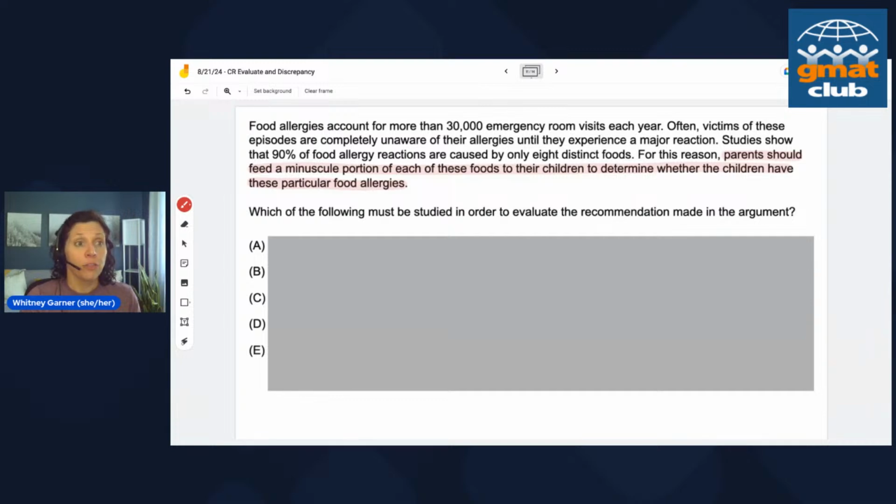My author seems to think that parents should start feeding tiny little bite-sized pieces of, I don't know, peanuts and strawberries, I guess, the things that people are allergic to. Why? Well, because we end up with 30,000 emergency room visits each year, and the victims don't know that they're allergic to something until they're hospitalized. And since 90% of all food allergy reactions are caused by these 8 foods, let's just test everybody for these 8 foods. So, parents out there, let's just start feeding kids a tiny little bite. Just stick a little peanut on their lips. See what happens.